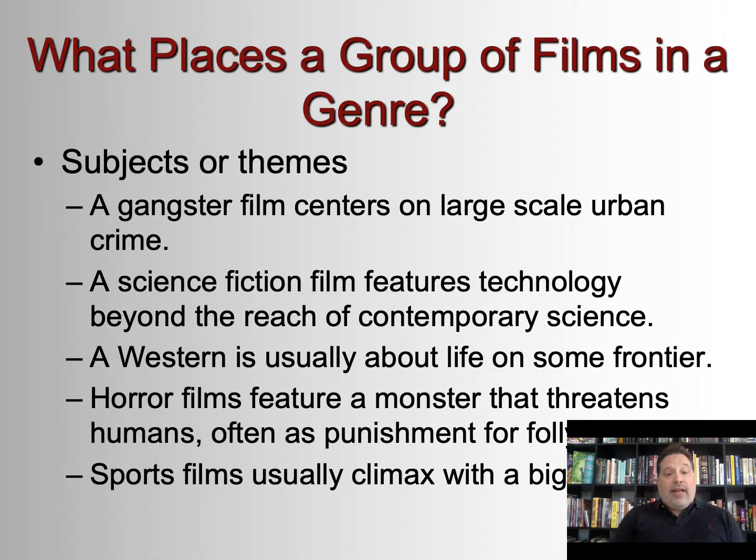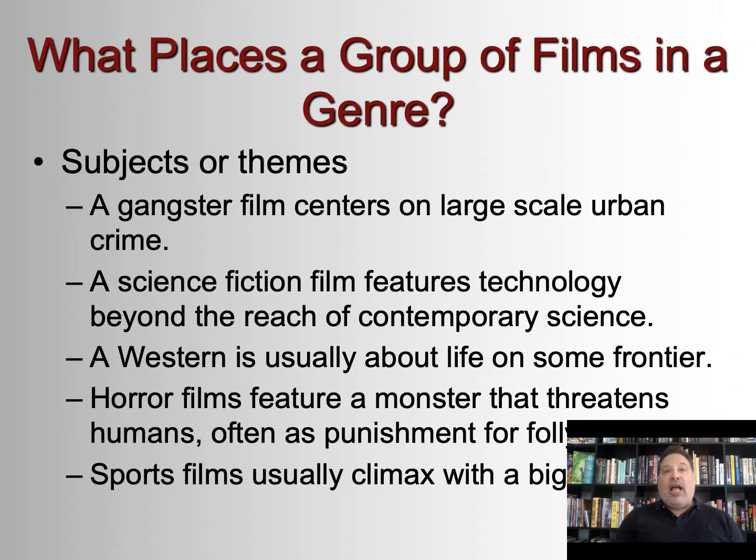So if that's true, and it can be hard to classify films as genres, how do we do it? What does place a group of films in a genre? Well, the first thing can be its subject, its basic subject or theme. A gangster film centers on large-scale urban crime. There are many films that we could place in that category: Goodfellas, The Godfather, New Jack City. The list goes on. Sci-fi film features technology beyond the reach of contemporary science.